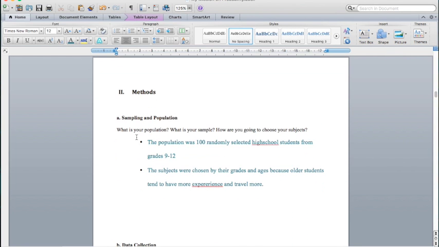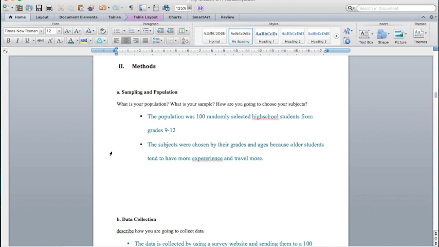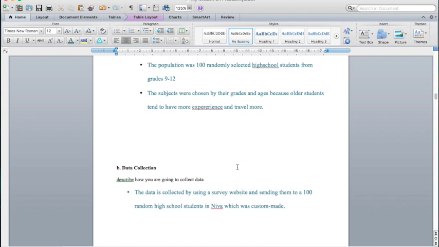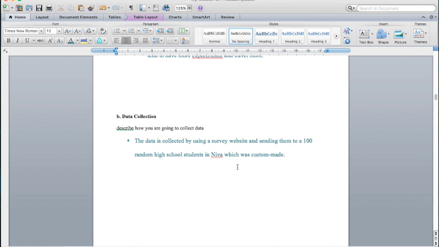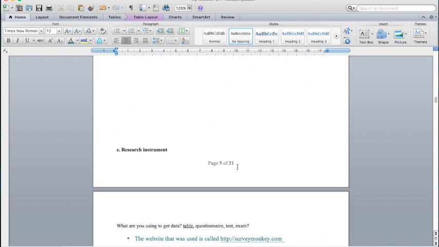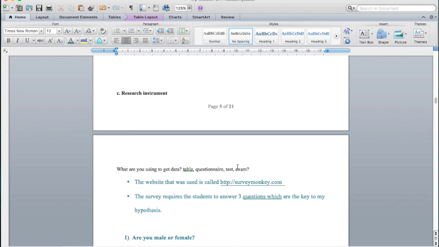And these are my methods. My population was 100 randomly selected high school students from grades 9 to 12. The subjects were chosen by their grades and ages because, as I said, older students tend to have more experience and travel more than younger students. I collected data by using SurveyMonkey sent to 100 random students, and the survey was custom made to be able to answer this big project and prove my hypotheses.